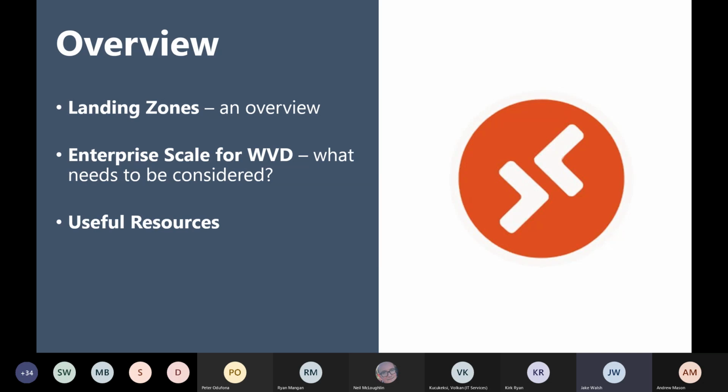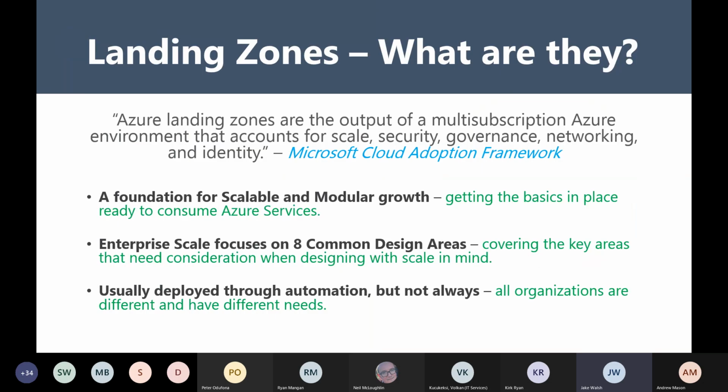And then we're going to go into enterprise scale for WVD. So it's things like, what do we need to do if we're at position A now, but we want to get to position B in the future? You know, if our business doubles, all those sorts of things. I've got a few examples and areas I'll go through, and then some useful resources which will be shared at the end of the presentation as well.